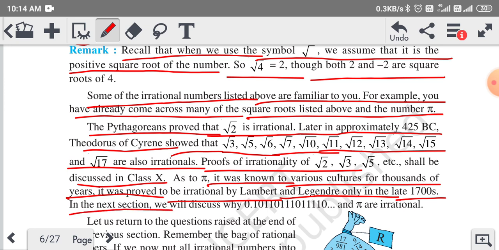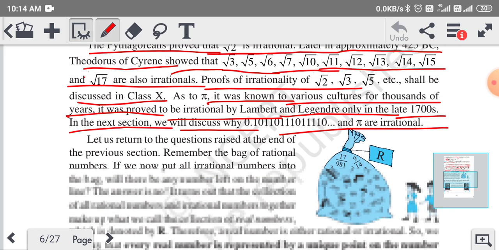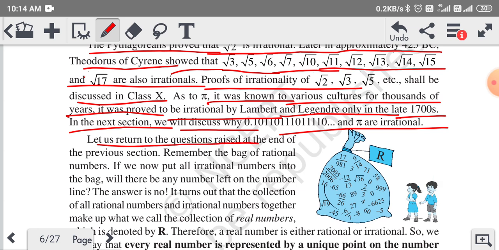In the next section, we will discuss why 0.10110111101110... and so on, and pi are irrational. Let us return to the question raised at the end of the previous section. Remember the bag of rational numbers.